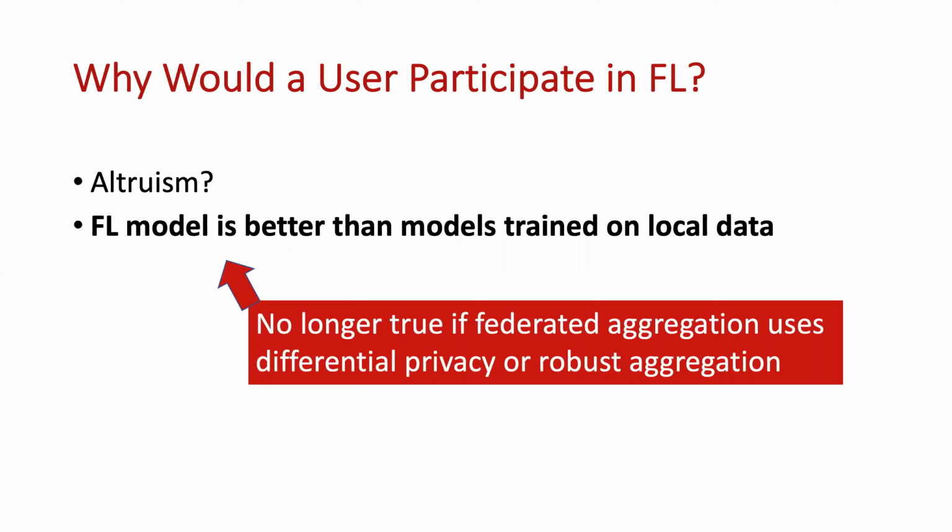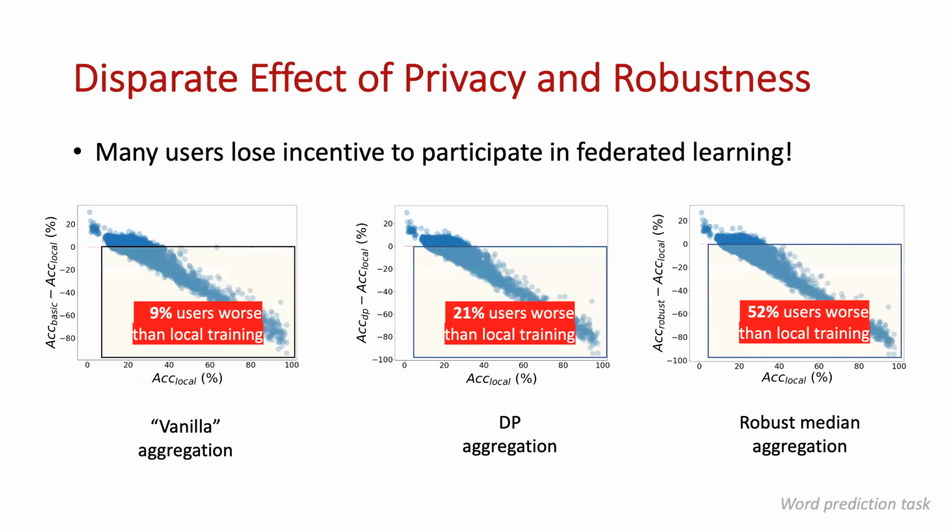And unfortunately, as a result of these privacy and robust aggregation mechanisms, federated learning is producing models for which, empirically, on the individual data of participants, it's no longer true. And this is what I'll call the disparate effect of privacy and robustness: there is a significant number of users for whom it ends up destroying accuracy for their data.